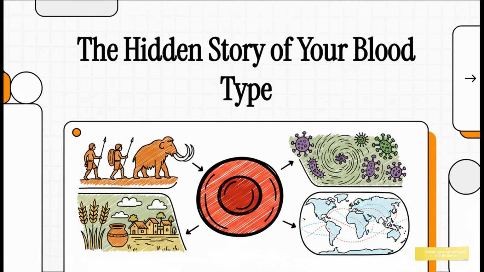We think of our blood type as just this medical thing, right? A, B, O, positive, negative. But what if I told you it's actually a secret diary, a story of human history, evolution, and survival, written right into our very cells? Well, today we're going to crack that code.